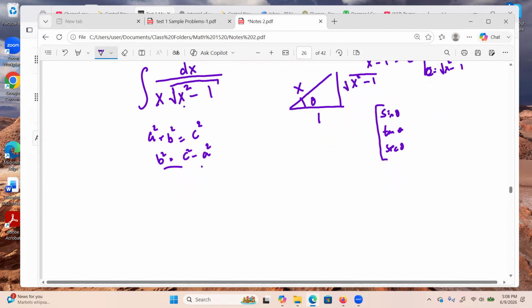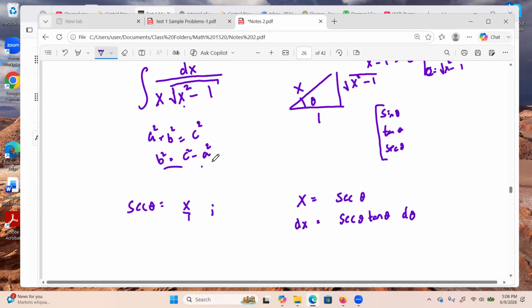So we're going to say that secant of theta is equal to x over 1. We set that up because we want x to be equal to secant theta. So we go ahead and take our differential, and we're going to be able to get easier problems. So I'm going to say secant theta, tangent theta, d theta, all right? So that's my dx, right?